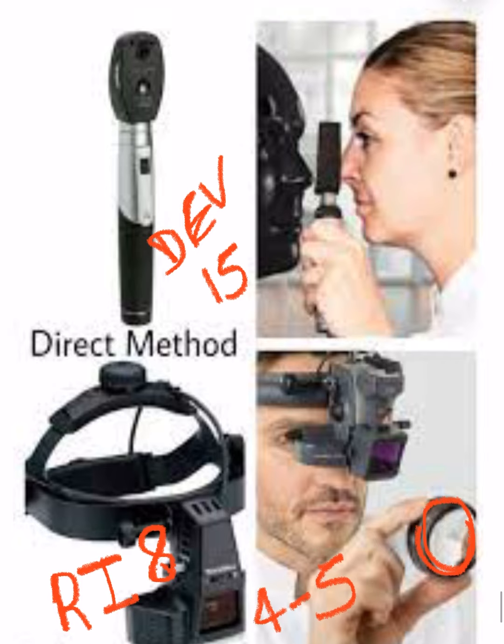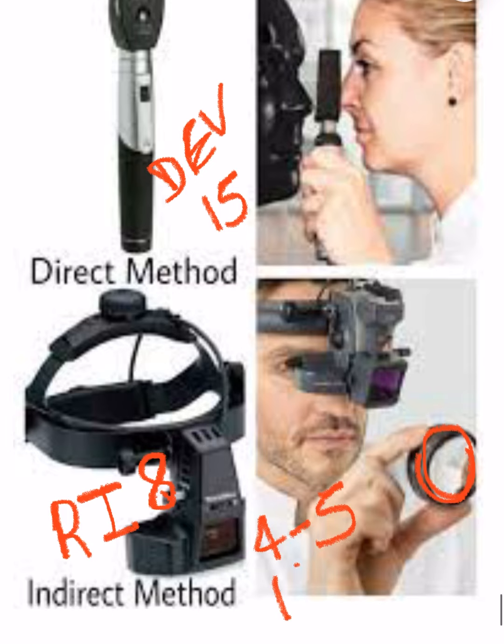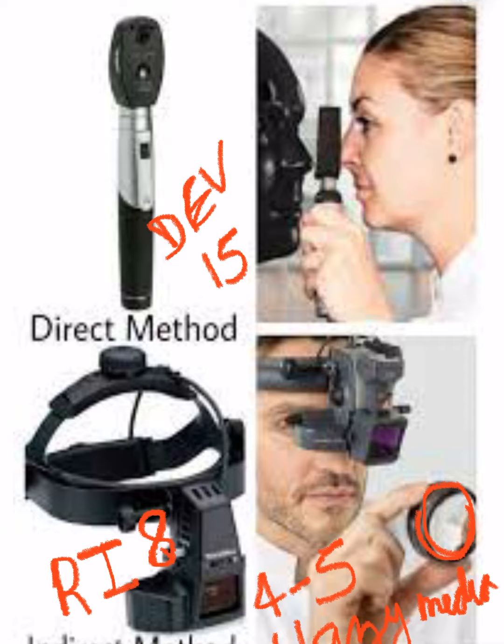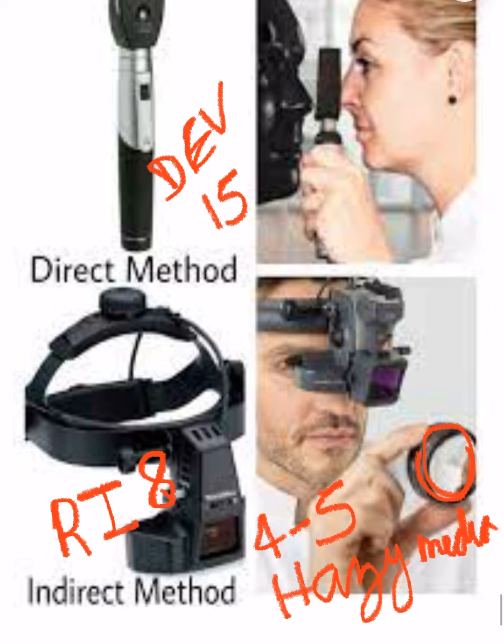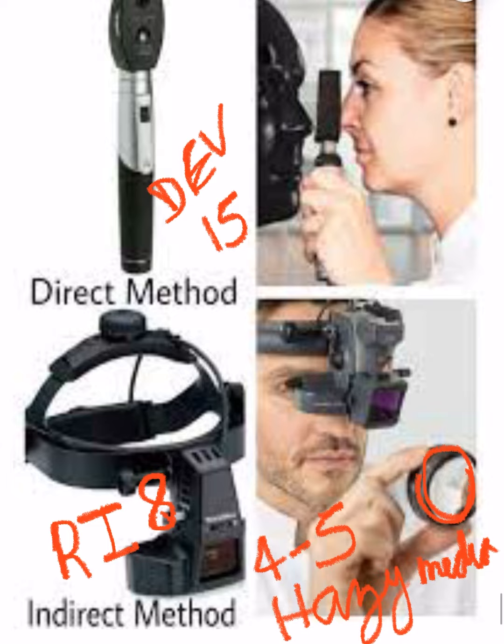The direct ophthalmoscope can't be used in case of hazy media, and the indirect ophthalmoscope is used in case of hazy media. And stereopsis cannot be measured with the help of the direct method. In indirect ophthalmoscope, stereopsis can be appreciated. These are the differences between direct and indirect ophthalmoscope.